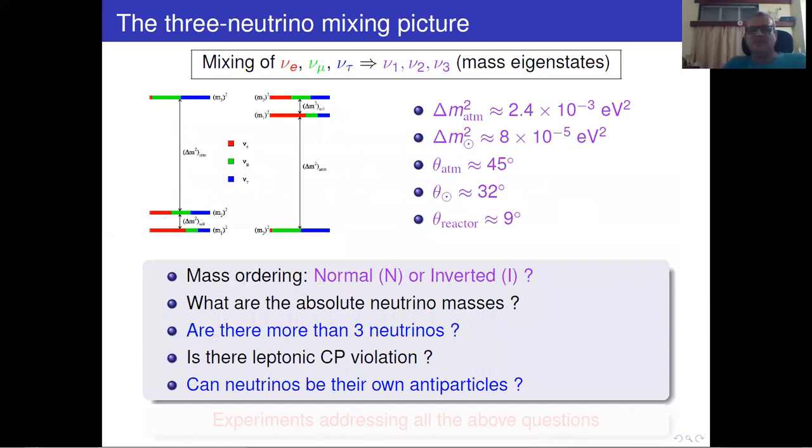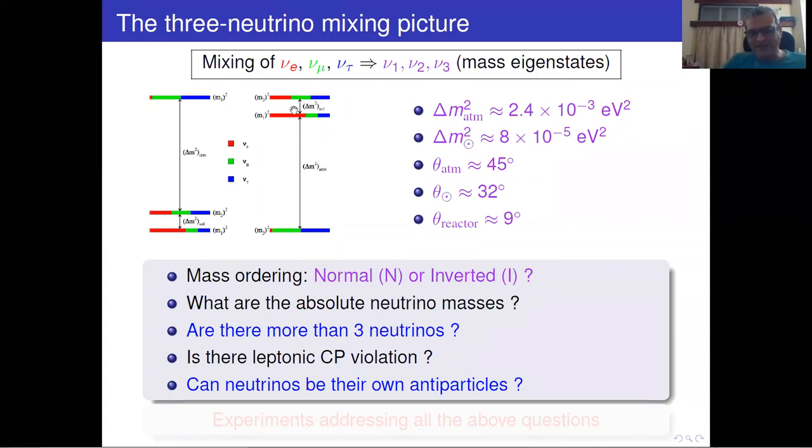Firstly, as I kept on emphasizing, the first thing we know is that nu e, nu mu, and nu tau do not have fixed masses. However, there are three mass eigenstates that appear after all of these three mix. So nu e can have three possible masses, m1, m2, and m3, and similarly nu mu and nu tau. Now, what are the values of these m1, m2, m3? Again, we do not know the exact values, but we know m2 square minus m1 square, which is equal to delta m square solar, the difference between m2 square and m1 square.